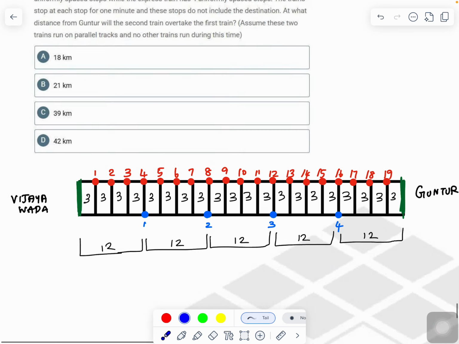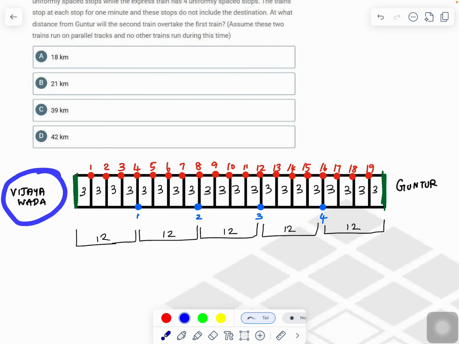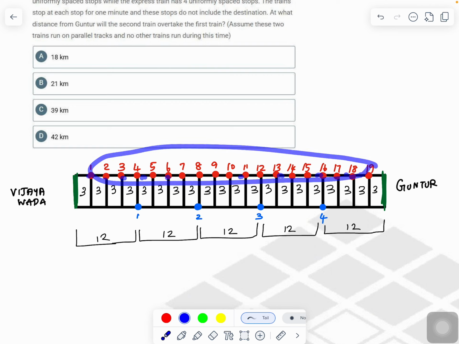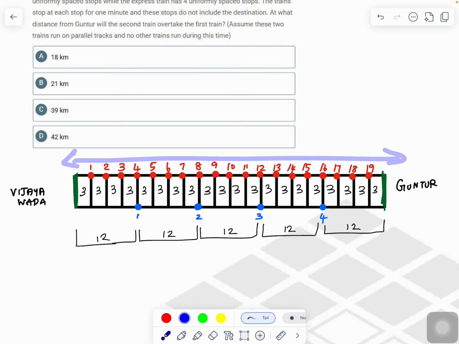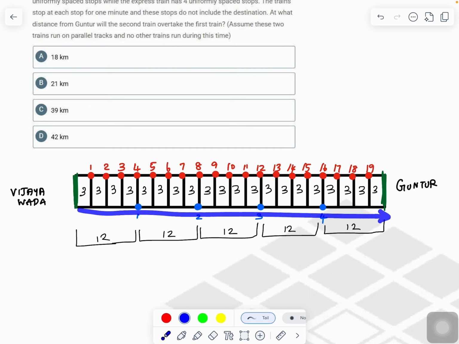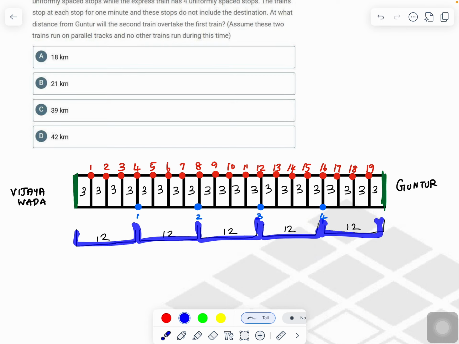So this is how the visual will approximately look. This is Vijayawada, the starting station, and this is Guntur, the ending station. This is the red train, the local train. The local train has 19 equally spaced stops, which will cut the entire journey into 20 parts, each of 3 kilometers. Similarly, this is the blue train, the express train, which has 4 equally spaced stops, and these will cut the entire 60 kilometer journey into 5 equal parts of 12 kilometers. Okay, so this is the story.